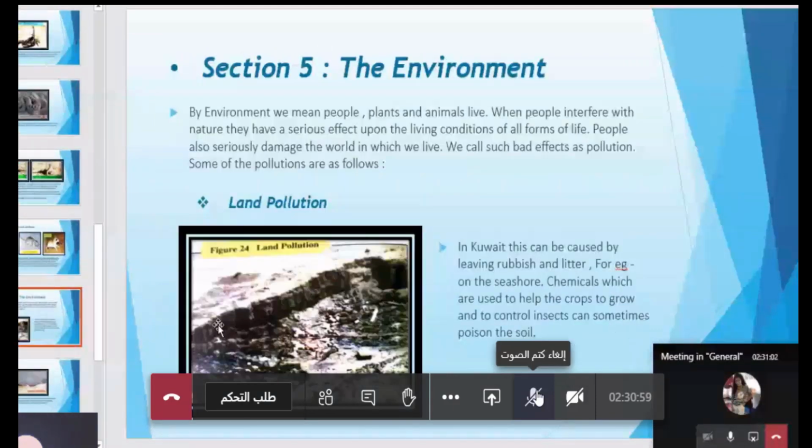Now coming back to the environment, children. Yesterday I told you what is environment. Environment means the people, plants and animals that live around us. And when people are interfering with nature, what happens? There are serious effects caused in the place where we live. We call such effects pollution. Some of the pollutions are as follows. In Kuwait, this can be caused by leaving rubbish and litter, for example on the seashore. Also chemicals which are used to help the crops to grow.